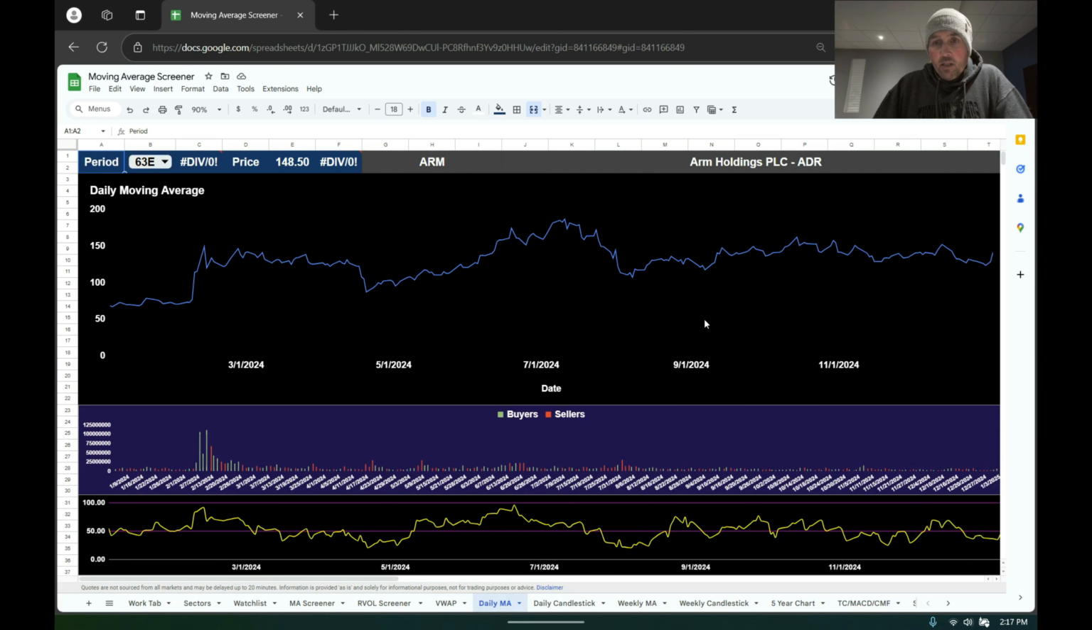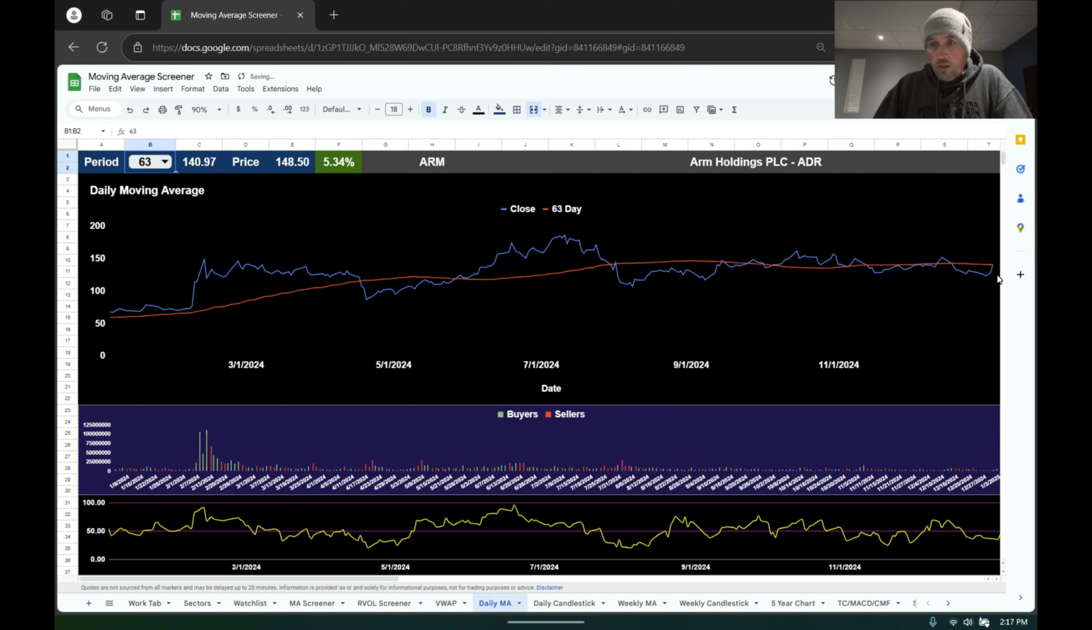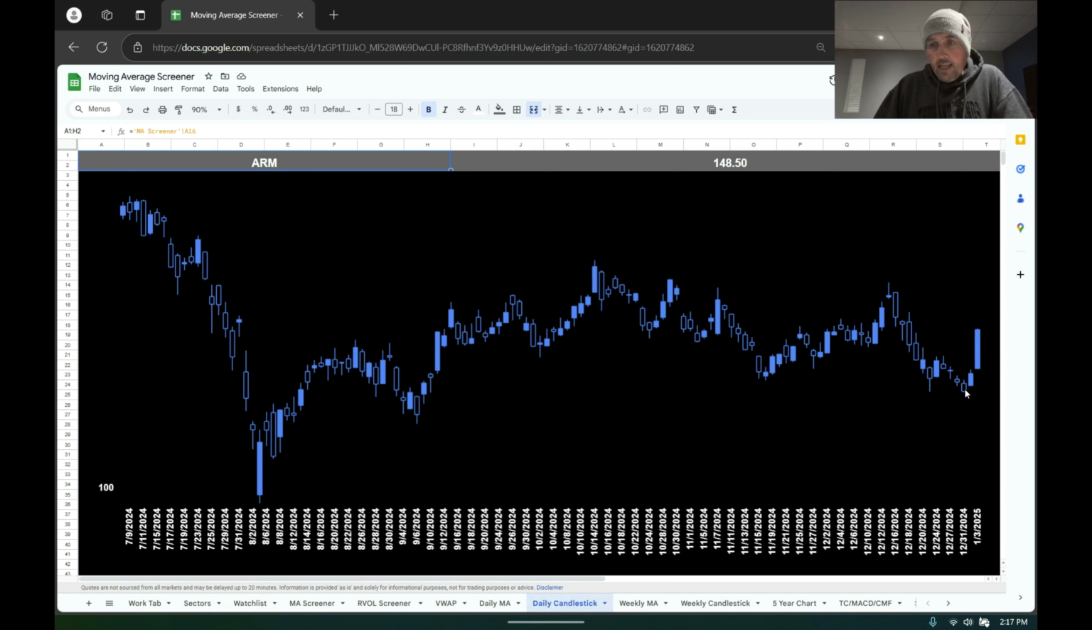Daily moving average. We don't have enough for the exponential, so we'll use the simple moving average. So this is trying to break through, and it has. It's 5% above the 63-day moving average, with the RSI trending up. The volume is light right now. Daily candlestick, we have 2 bullish, and we're going to get another bullish candle. So we're going to have 3 bullish candles in a row because this one hasn't closed yet today.